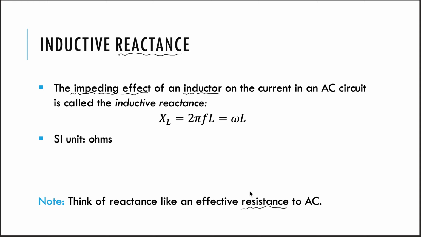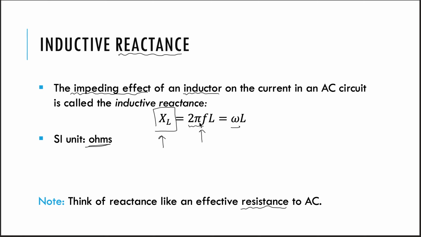It makes it easier. Now, this has a symbol X sub L for inductive reactance. It does have the units of resistance, which is ohms. The difference about this versus the regular R that we're familiar with is that the reactance of the inductor depends on the frequency of your AC source. You can see that it depends on 2 pi times frequency times the inductance. We can replace 2 pi f with omega just to make the expression look a little bit more simple. So what this shows is that as you increase the frequency, the reactance increases.